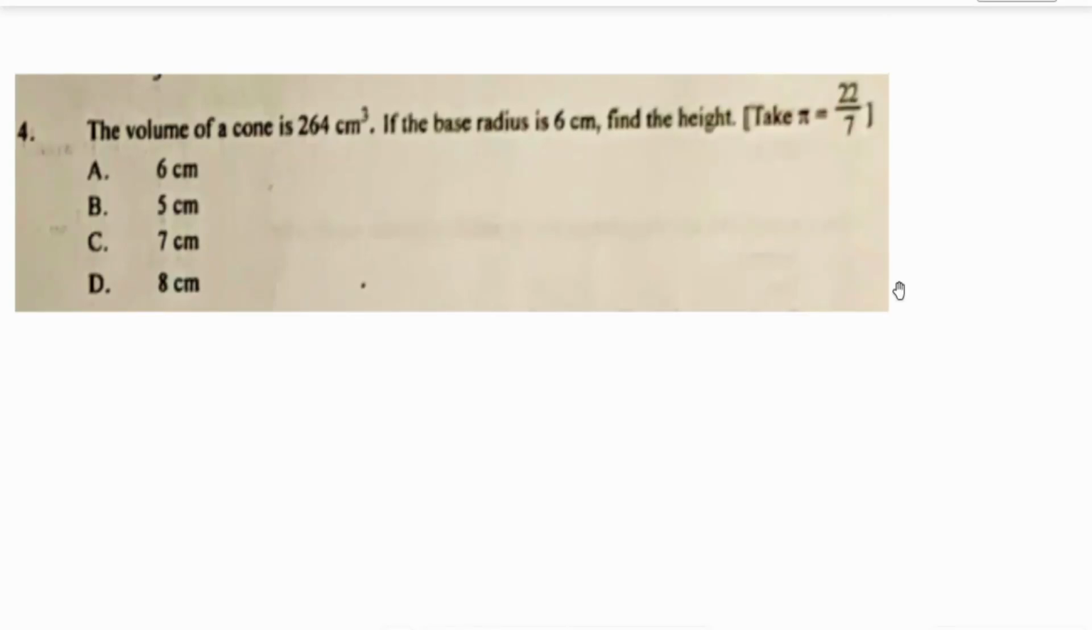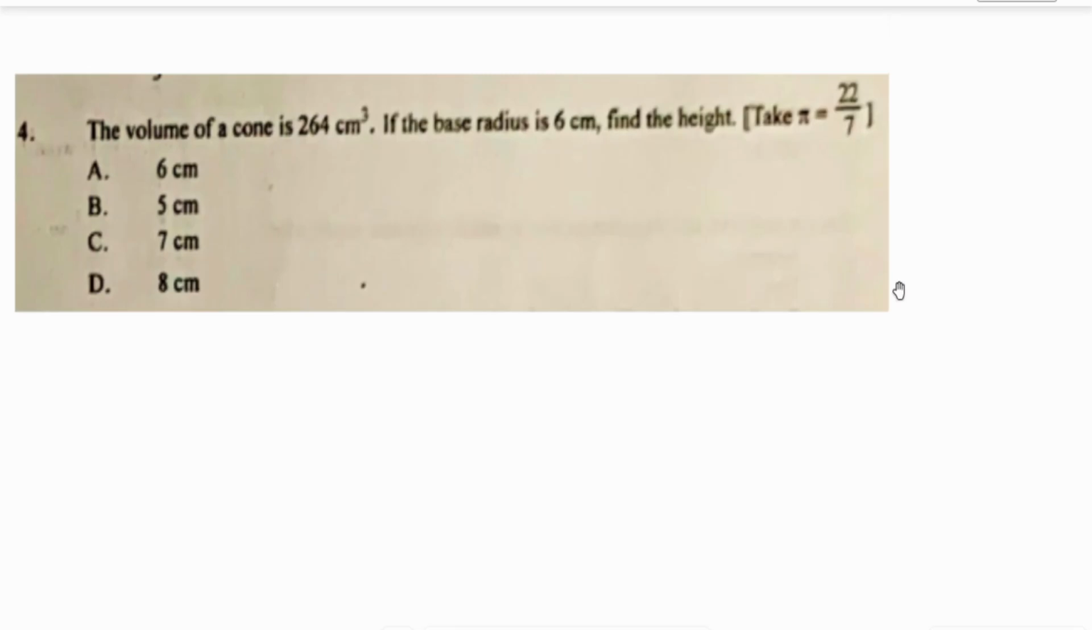Today I'm solving objective or multiple choice questions 4, 9, 18, 35, 36, and 42 of the 2024 WASSCE Core Mathematics paper written by Ghana. I decided to put these questions together because they seem to be under the same topic, area and volume.